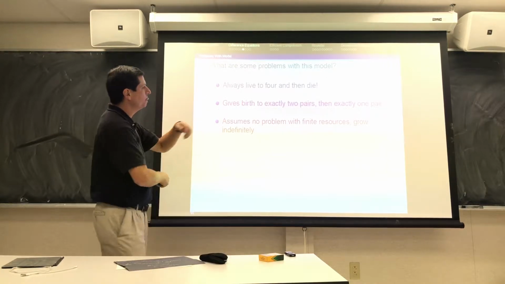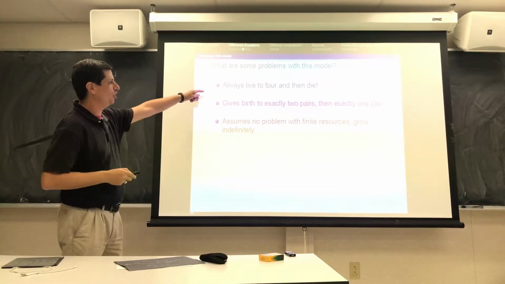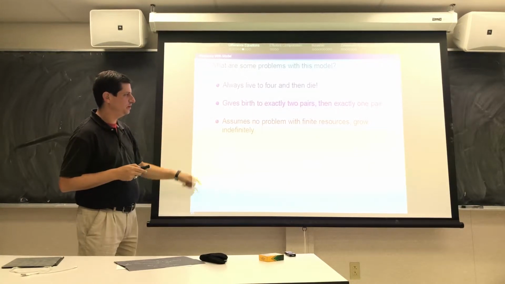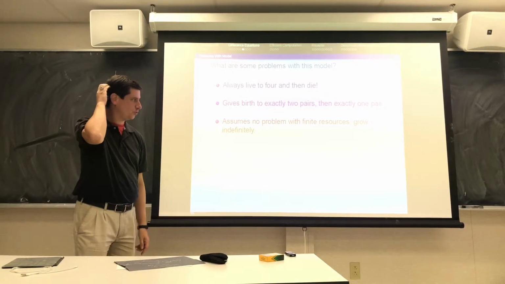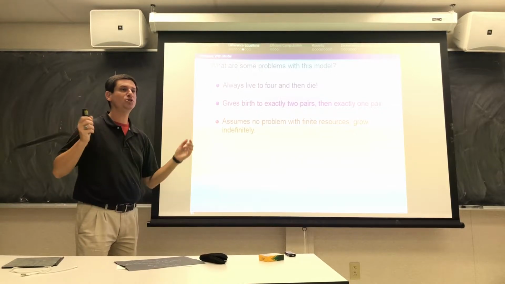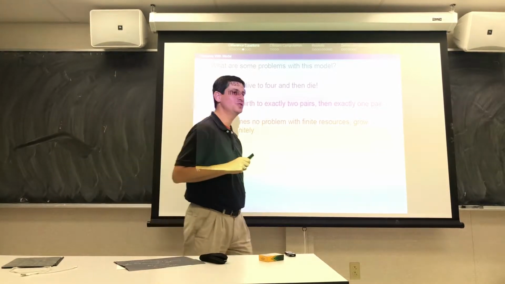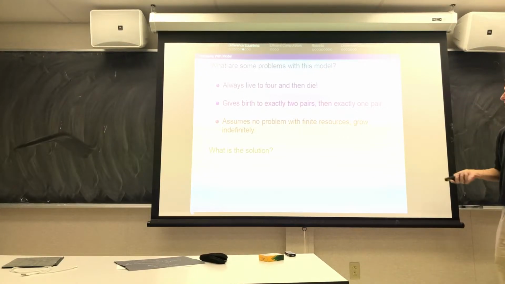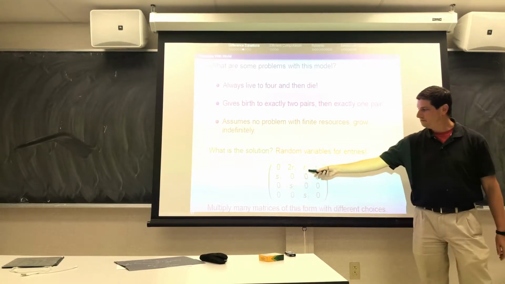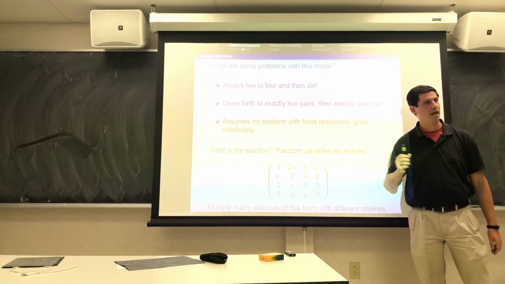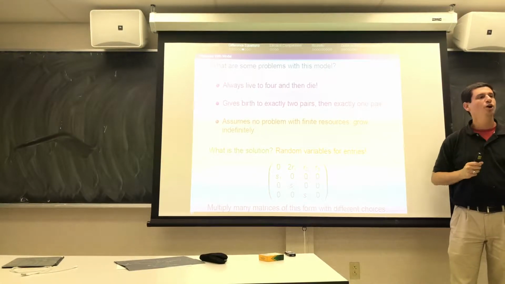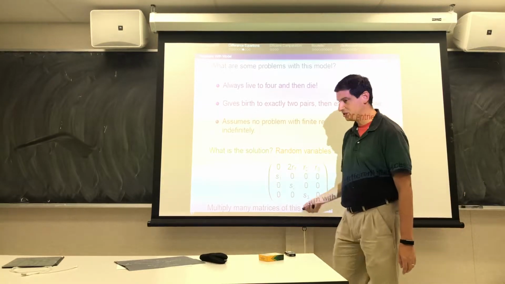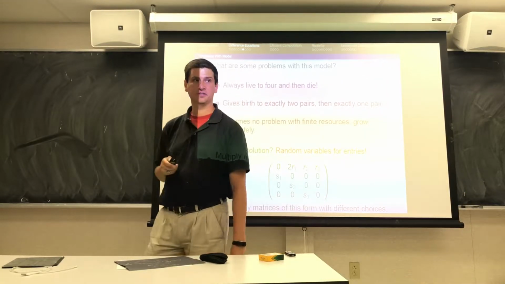So what you can do is let's try to modify things. So we're not always going to live to 4. We're not going to give birth to exactly 2 pairs and exactly 1 pair. Another issue is, of course, that we're assuming that there's infinite resources, that the whales will have an unlimited food supply. All right? We'll leave that assumption for now as well. But now here's the solution. We can put in random variables. And at a given moment of time, we can put in what is the probability of having this many pairs? Or what's the probability that you survive and move on to the next?